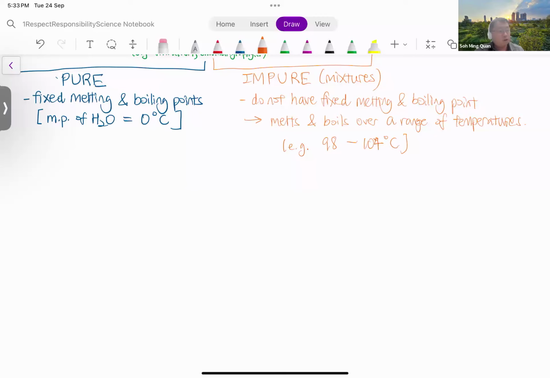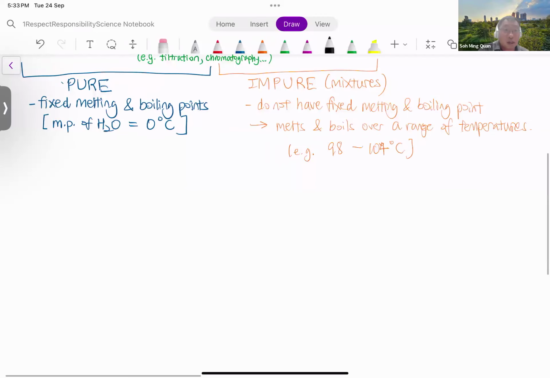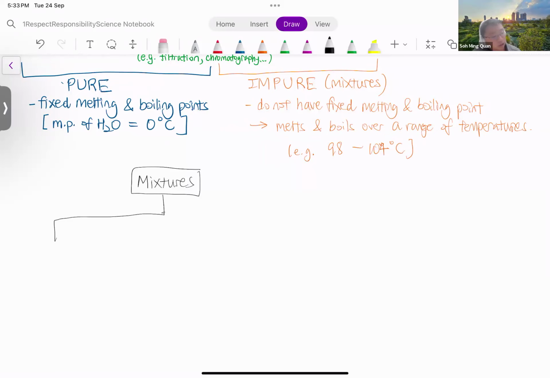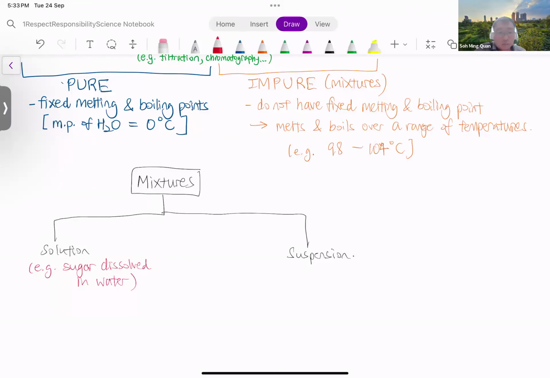All right. Let's move on to the next concept, which is about solutions and suspensions. So we look deeper at mixtures now. Out of elements, compounds, and mixtures, I separate my mixtures further. There are two types of mixtures, solution and suspension. So what is the difference? Maybe let's give an example. A solution is like sugar dissolved in water. Whereas a suspension is like sand in water.